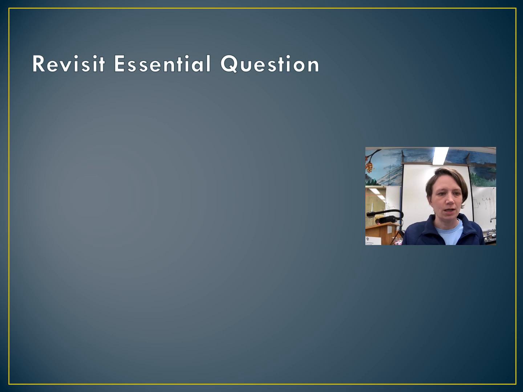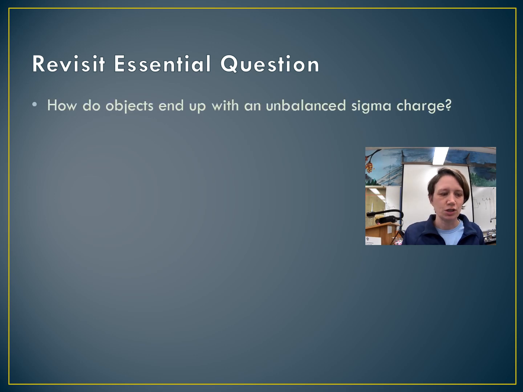Okay, please take a few minutes to revisit the essential question in your notes, which is, how do objects end up with an unbalanced sigma charge? So go ahead and jot down some of your thoughts or questions and bring them back to class.